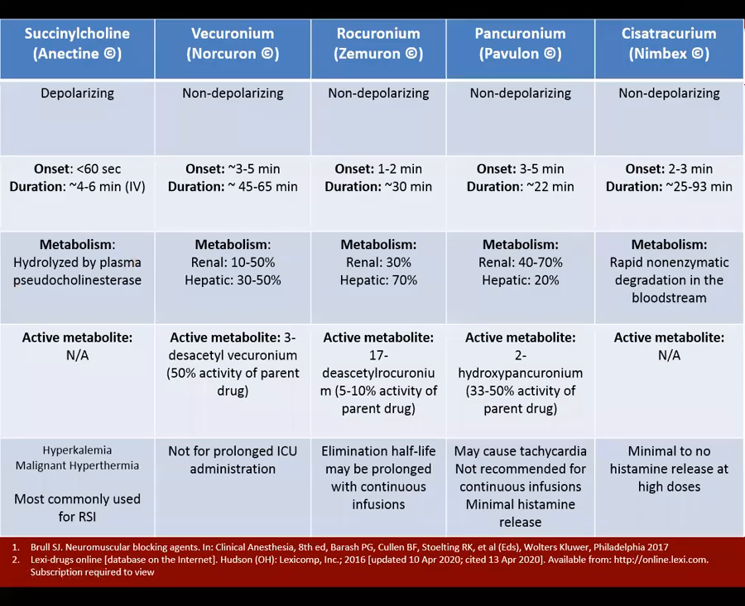In this table, I've included all of the neuromuscular blocking agents available on our formulary just to highlight some of the differences. Again, succinylcholine is our only depolarizing neuromuscular blocking agent. It has a very rapid onset and short half-life, so it's commonly used for rapid sequence intubation procedures. Something to note about succinylcholine, it has two very prominent adverse effects to be aware of.